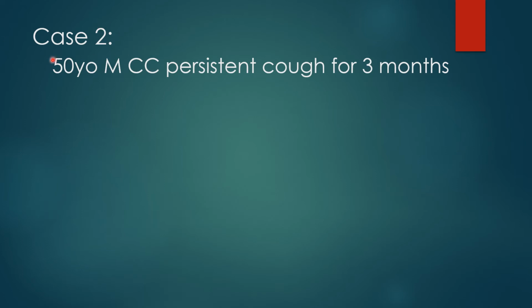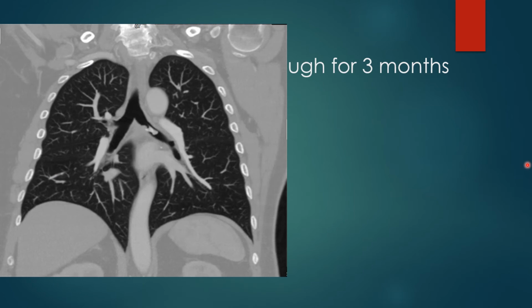So case number 2 is a 50-year-old male with a chief complaint of persistent cough for 3 months. I will bring up the picture. You can pause the video and go through all the structures and try and figure out what the foreign body is. So this patient actually, he had persistent cough for 3 months after eating a chicken bone and swallowing it. It can be difficult to determine foreign body inhalation when the patient doesn't realize that they've actually swallowed something.